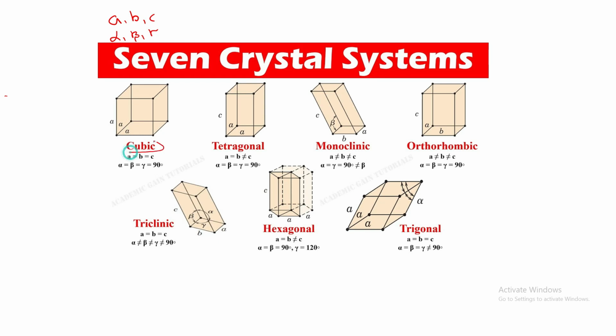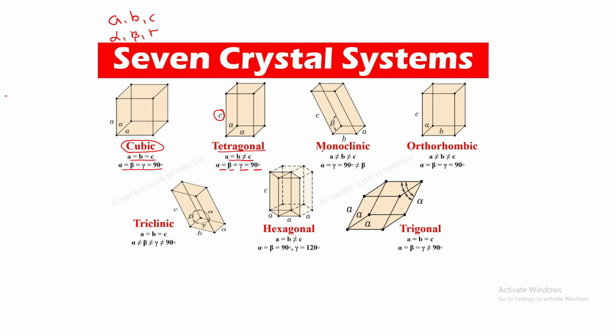First, cubic crystal system. You can see that a is equal to b is equal to c and alpha is equal to beta is equal to gamma is equal to 90 degrees. And then you have a tetragonal crystal system. Here a is equal to b is not equal to c. See, c is different, and alpha is equal to beta is equal to gamma is equal to 90 degrees.